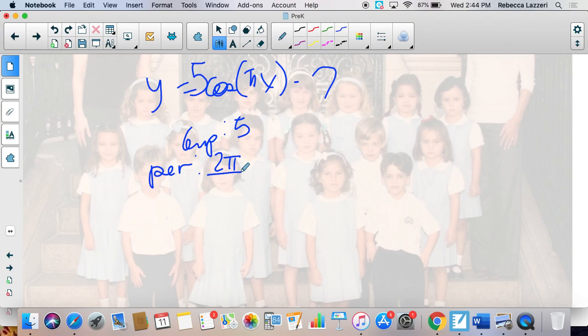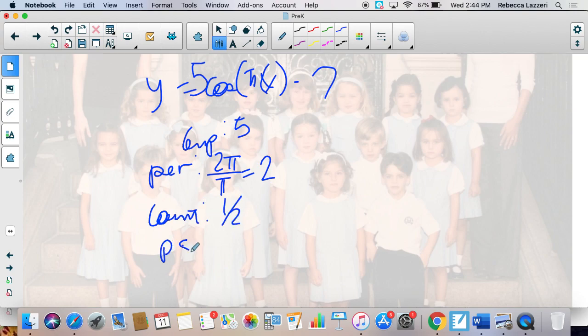Girls, pi is just a number. 3.14. You can divide by it. That's the coefficient of x, okay? So it's 2 pi over pi, which makes it 2. So the period's just 2, the integer. You're going to divide that by 4 and count by halves.